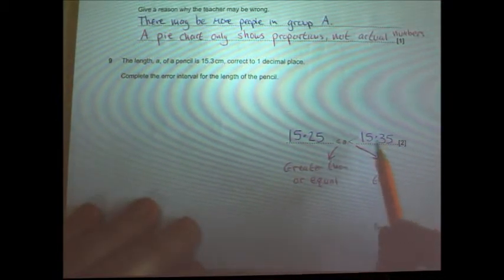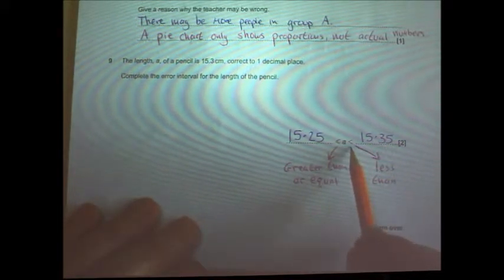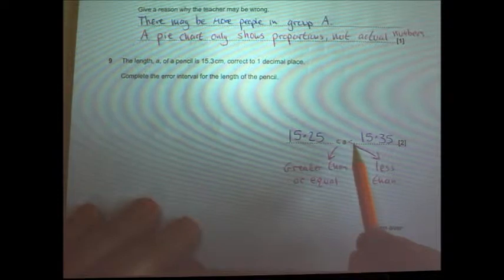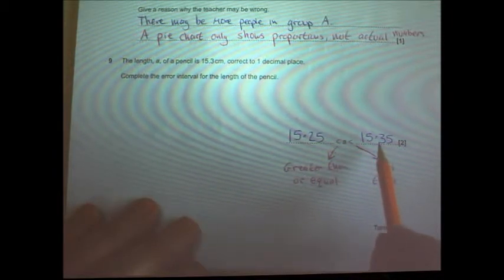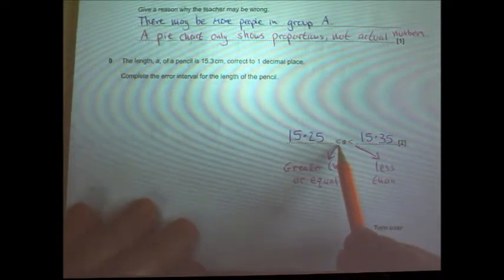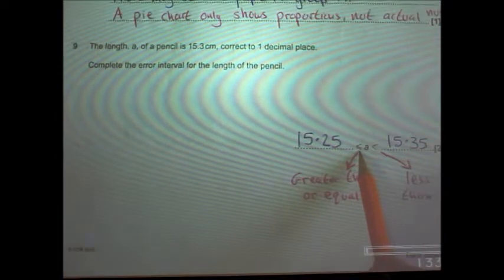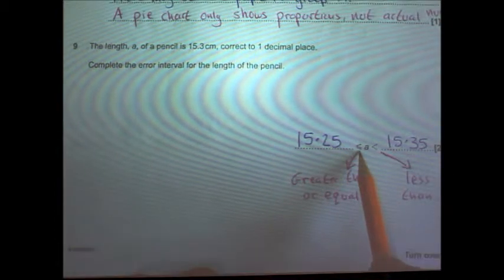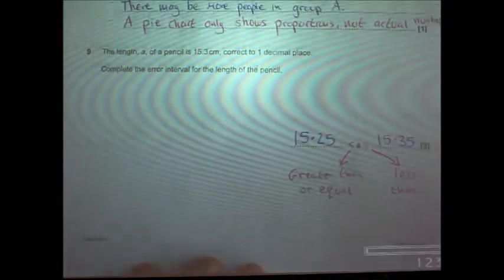Now technically, yeah, that would round up to 15.4, but this little inequality sign here means A is less than this number. So it is not equal to that, it is less than that. On the other one, it's got the little equal sign underneath, so you can see that A could be 15.25. Okay?